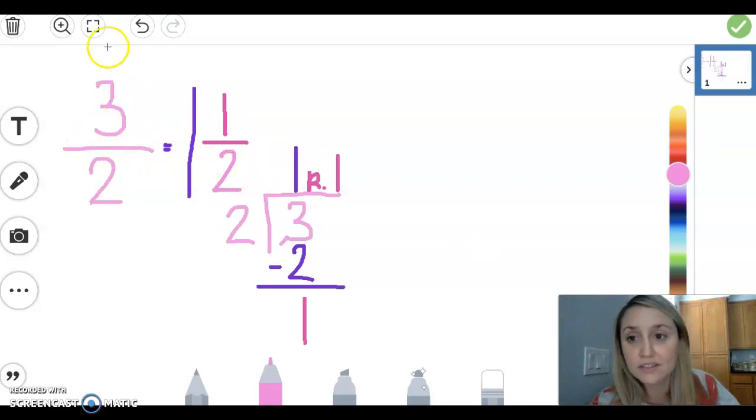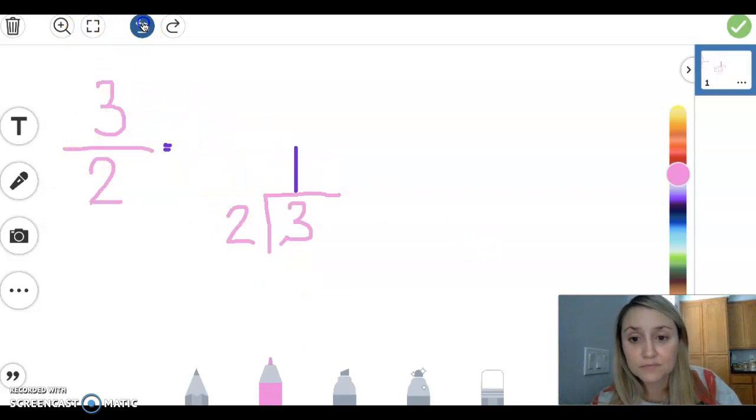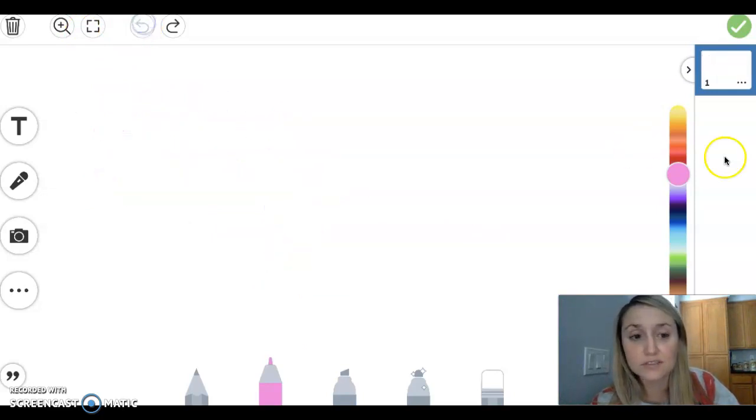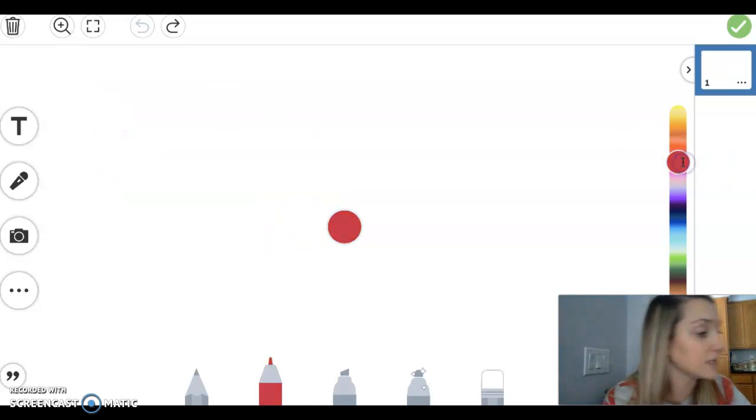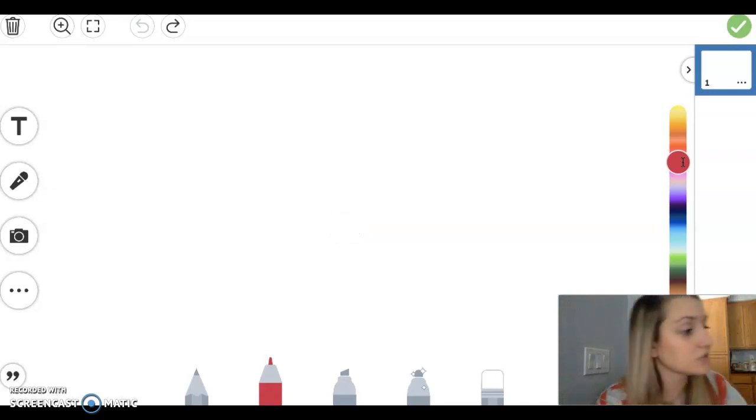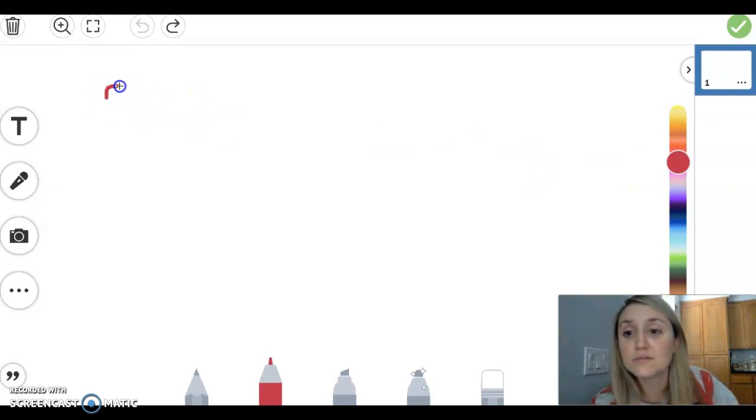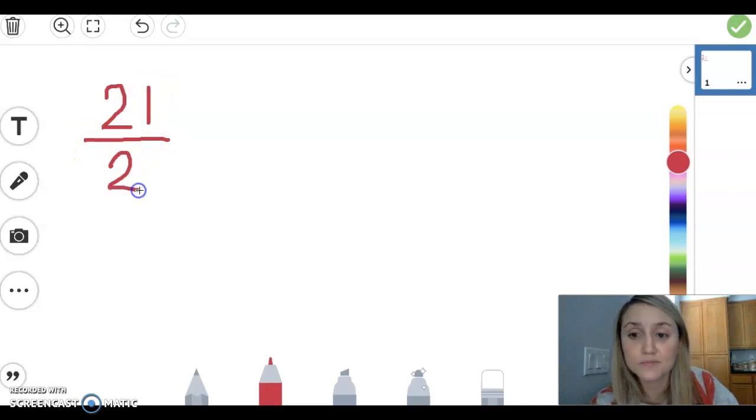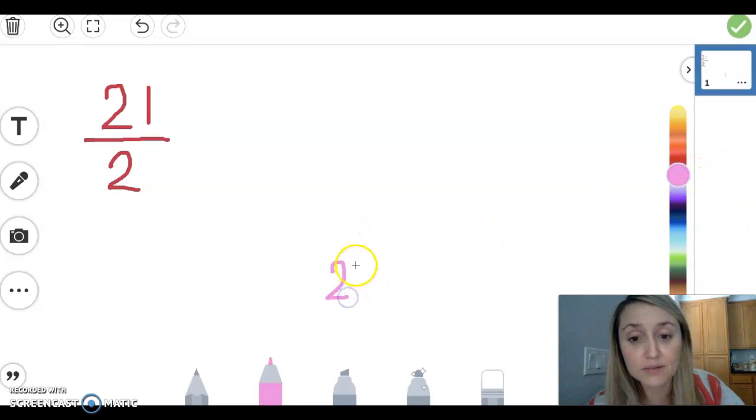All right, start all that over. So we'll try another one. Let's look at number 6. So it's 21 over 2. And I'm going to show you how to do this into a mixed number and then how it correlates with improper fractions. So we have our 21 divided by 2.